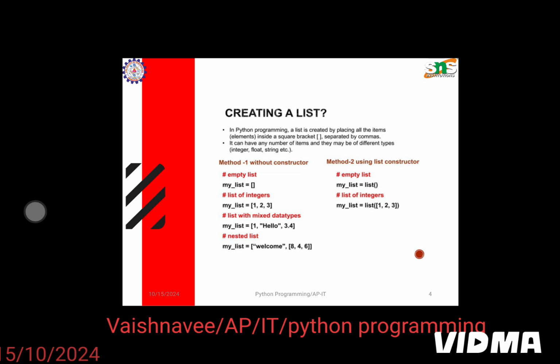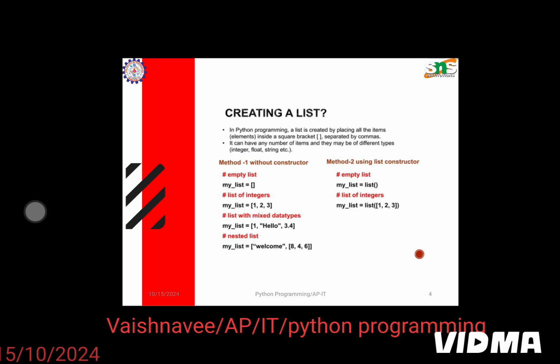Here we create an empty list. The list name is my underscore list. Only the square brackets are given, so it is an empty list. Second, we have given 1, 2, 3, that is a list of integers. And third, we give a list with mixed data types. For example, 1 is an integer, hello is a string, and 3.4 is a float. This is said to be mixed data types.